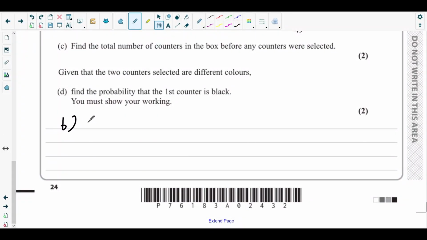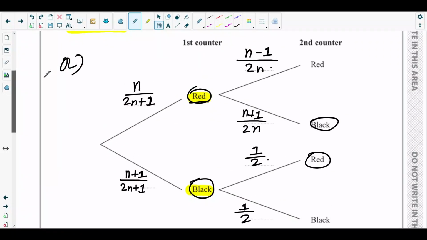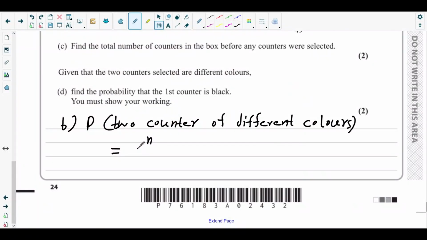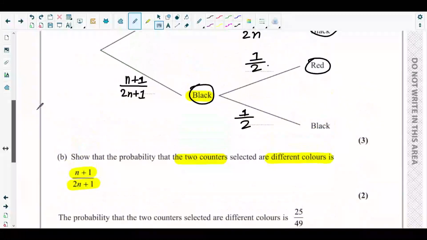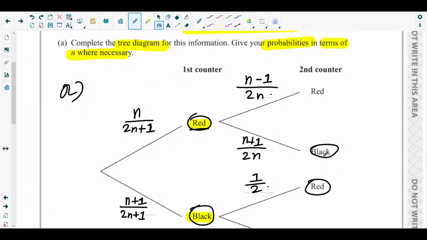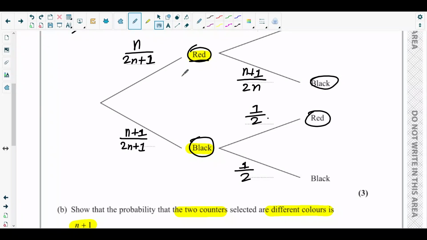So for part B, the probability of two counters of different colors would be red, black: n over 2n plus 1 times n plus 1 over 2n. This plus black, red. These events are mutually exclusive, because red and black and then black and red are separate events, with no common intersection.